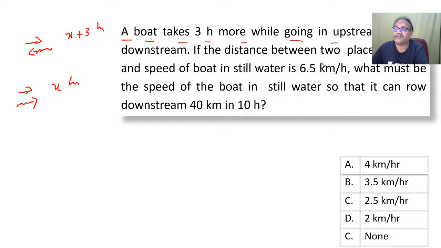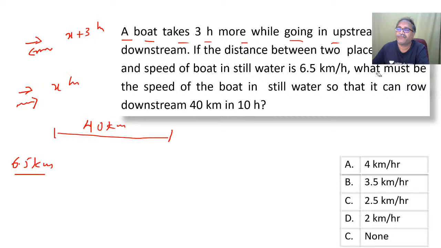If the distance between the two places is 40 kilometers, the distance the boat is traveling is 40 kilometers, and the speed of the boat in still water is 6.5 kilometers per hour. This is the information we have. Then the question is, what must be the speed of the stream so that the boat can go downstream 40 kilometers in 10 hours?